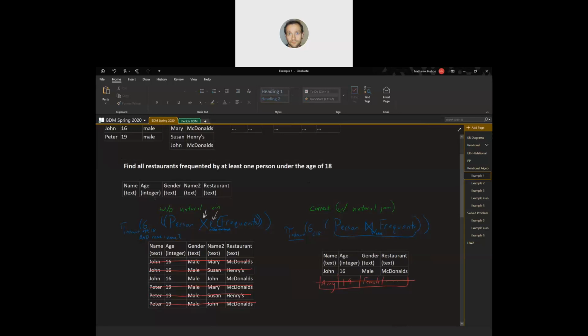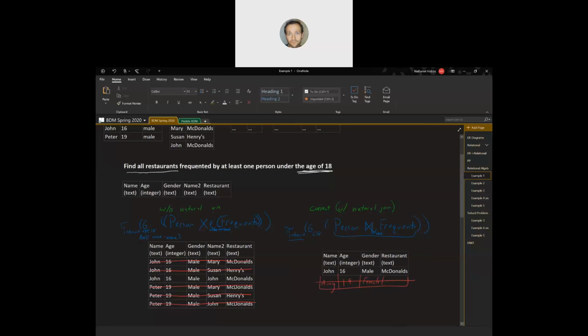And in this table, first we want to choose people who are under the age of 18. So we do that with a select. The select sort of deletes rows or filters rows. And also we want the names to match. And lastly, we want to find the restaurants. So we use the projection. So this is the way to do it without the natural join.